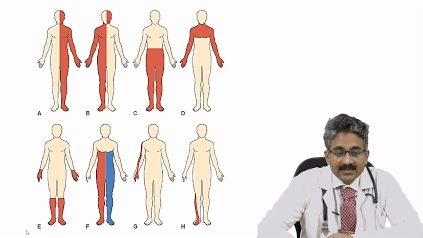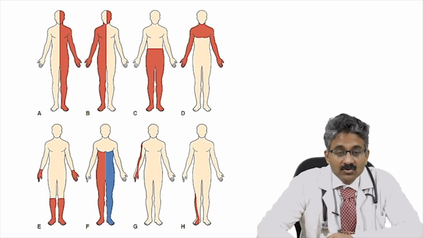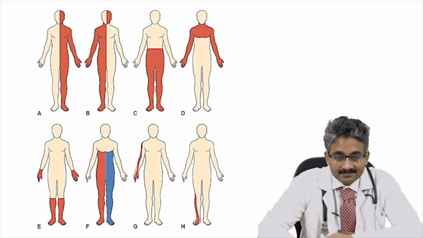Students, you see E, where there is glove and stocking anesthesia. So where do you get glove and stocking anesthesia? Peripheral neuropathy. See the different patterns of sensory loss, how each is giving a clue to the etiology. Okay, so glove and stocking anesthesia is seen in peripheral neuropathy.